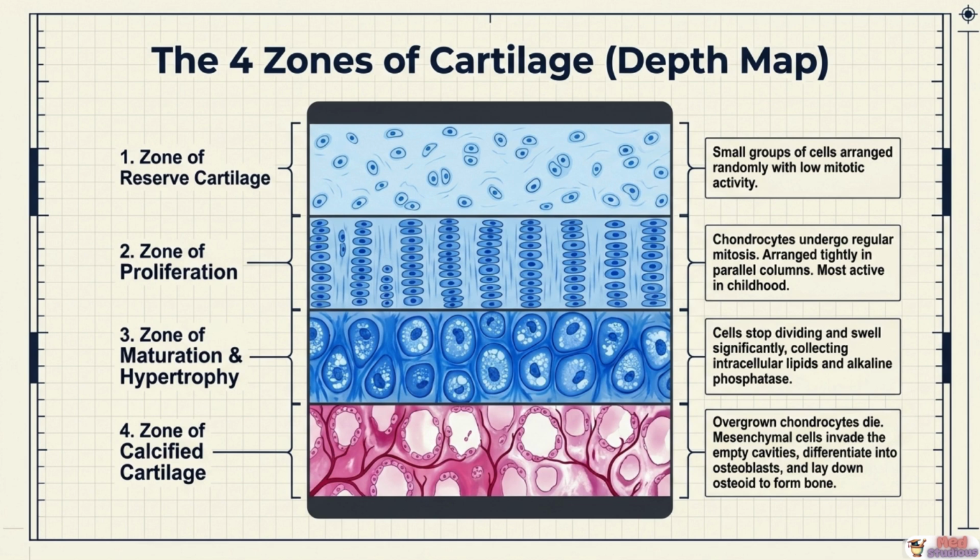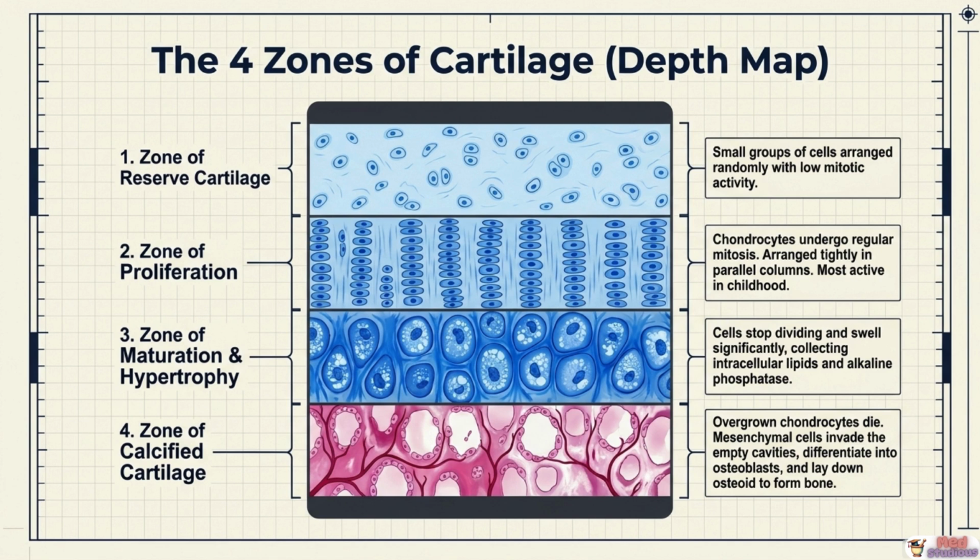Zone 2 is the zone of proliferation. Here, chondrocytes are actively dividing by regular mitosis and organize themselves into neat, parallel columns oriented along the long axis of the bone, like stacked coins. This is the primary driver of longitudinal bone elongation. This zone is most active during childhood and adolescent growth spurts.